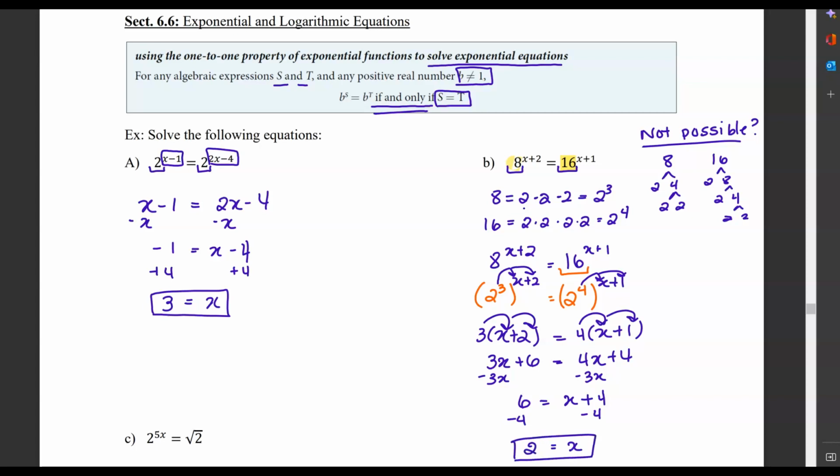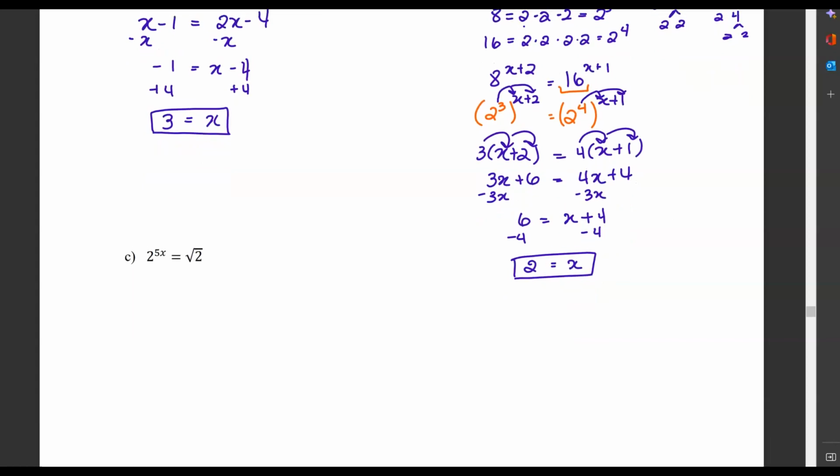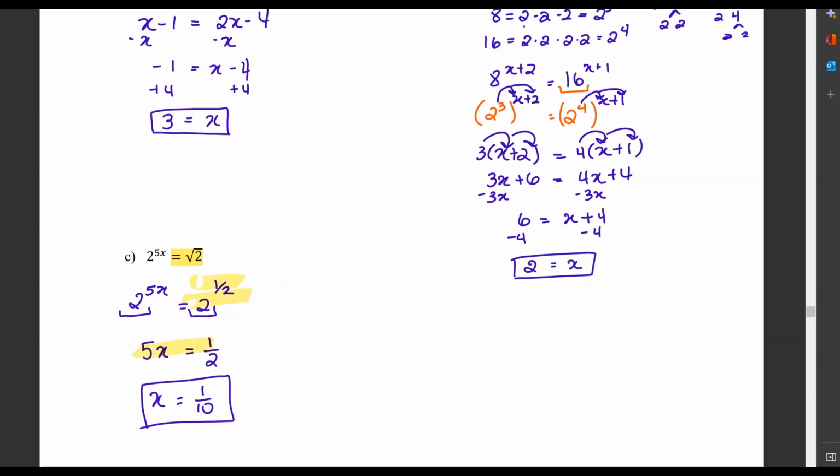Okay. All right. What about this one? I have 2 to the 5x equals the square root of 2. Try this one out, see if you can figure it out. All right, so for this one, the trick is to remember that the square root of 2 can be rewritten as 2 to the 1/2. So now they can, in fact, have the same base. So we're going to set those exponents equal to each other, and we end up with x is equal to 1 over 10. All right, last one.